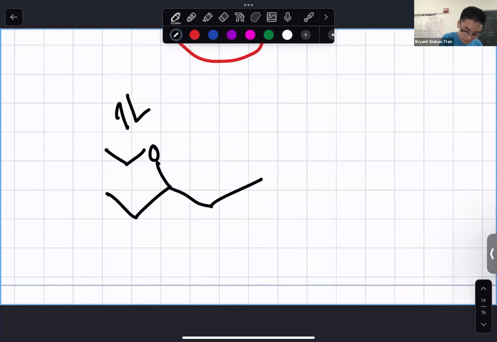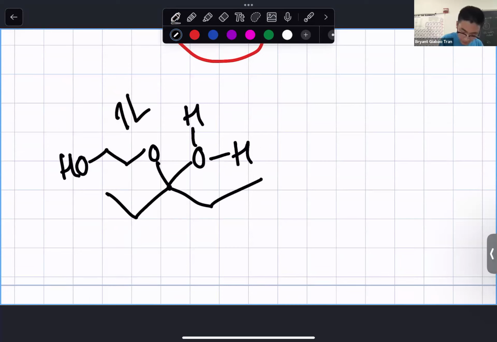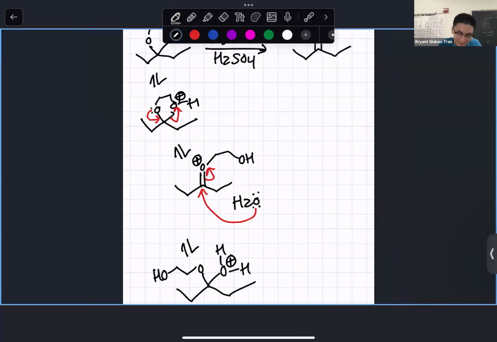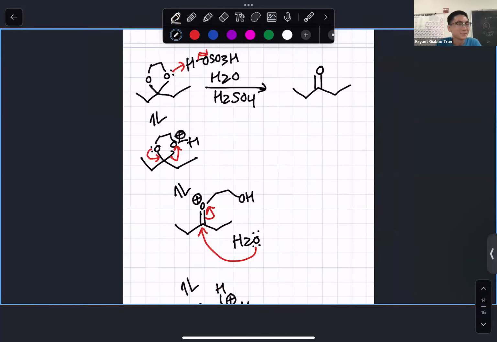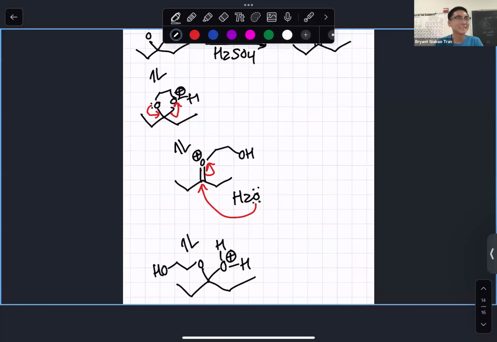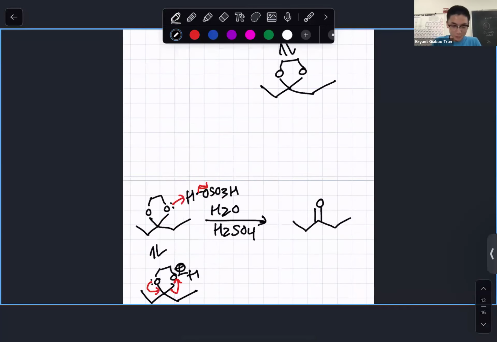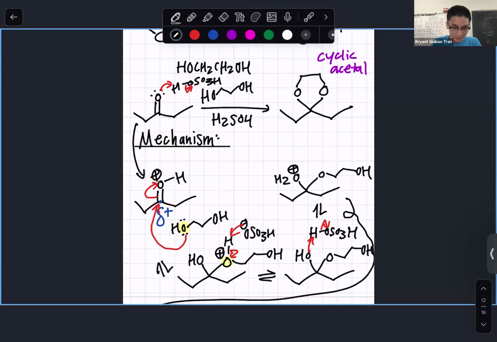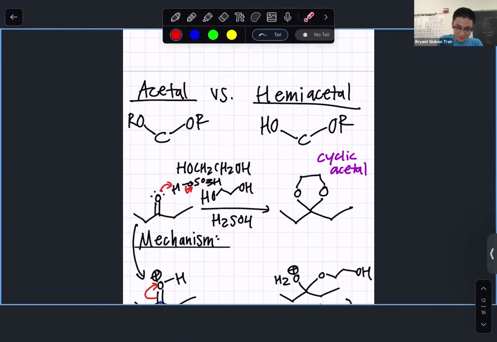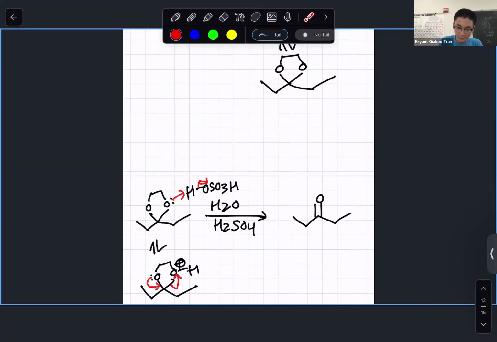Right. Let's talk about Le Chatelier's principle. If you want more of the cyclic acetal, then H2SO4 is going to be the same for both reactions because that's always there. If you want the cyclic acetal, you want more of the diol over the water. If you want more of the carbonyl, you want more of the water. The acid is always there for both.